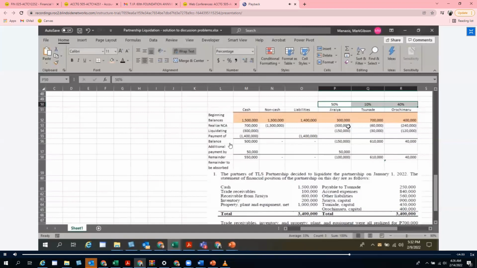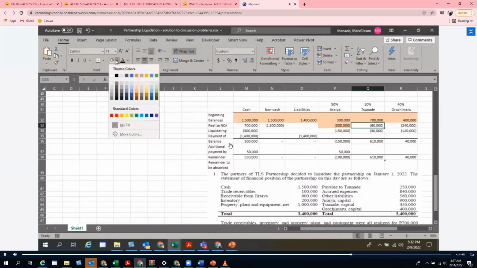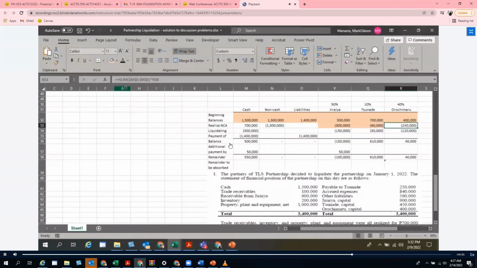Their profit and loss ratio. So that would be 600,000 multiplied by 50% for Jairaya, 300,000. 600,000 multiplied by 10%, that's 60,000 pesos for Tsunade. And then 240,000 pesos for Orochimaru, so that's 600,000 multiplied by 40%. So we're okay with step number 1.